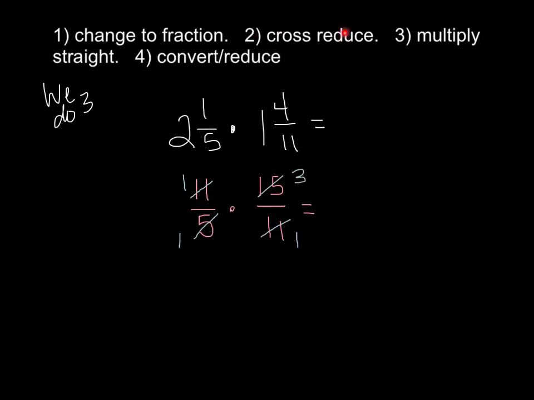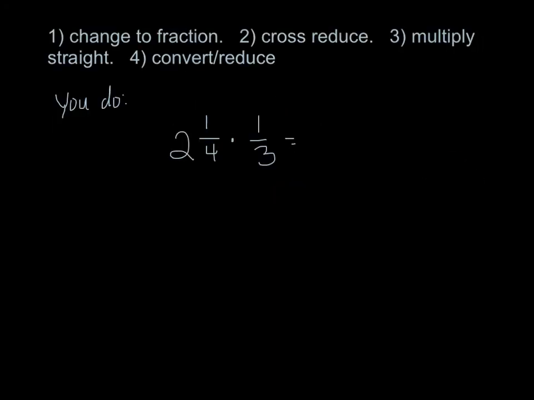Now that I've cross-reduced as much as I can, I multiply straight across. 1 times 3 is 3. And 1 times 1 is 1. And finally, convert if you need to. I do need to. 1 divides into 3 exactly 3 times. So 2 1/5 times 1 4/11 is 3. That's the answer. All right, your turn, you do.